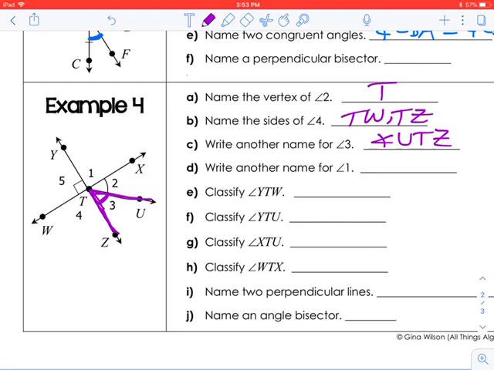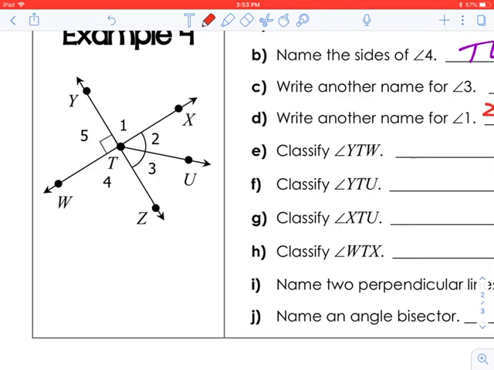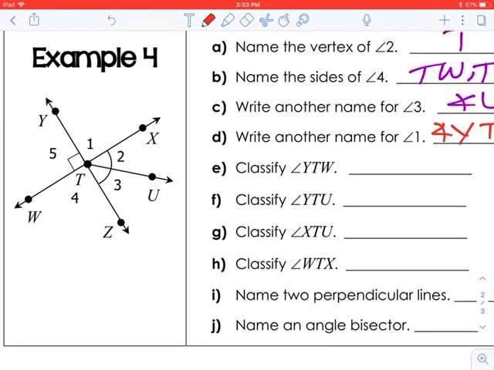How about another name for angle 1? Again, we want three letters. T is our vertex again, so YTX. Don't forget your angle sign. I almost did. Okay, so let's classify some of these. We've got to go through our picture and make sure we know what angle we're looking at. So YTW goes like that, and since we have a box there, it's a right angle.